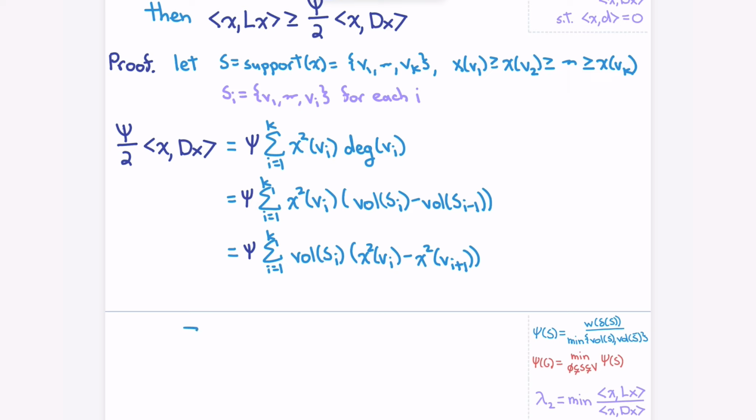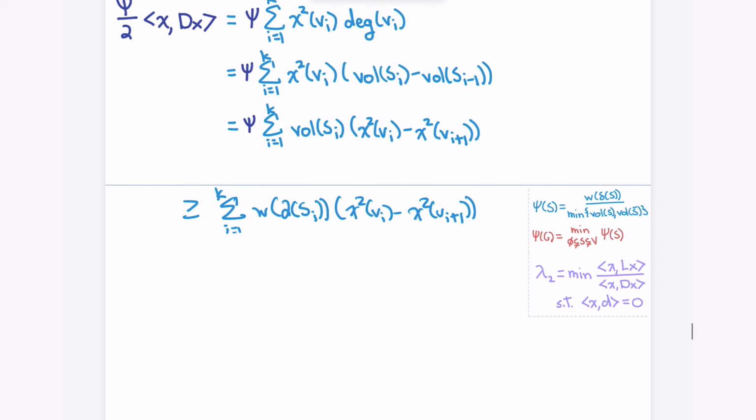So this is at least the sum from 1 to k of the weight of the cut S_i, times x squared of v_i minus x squared of v_{i+1}. Now we're just plugging in the definition of conductance. And now here's something pretty cool.